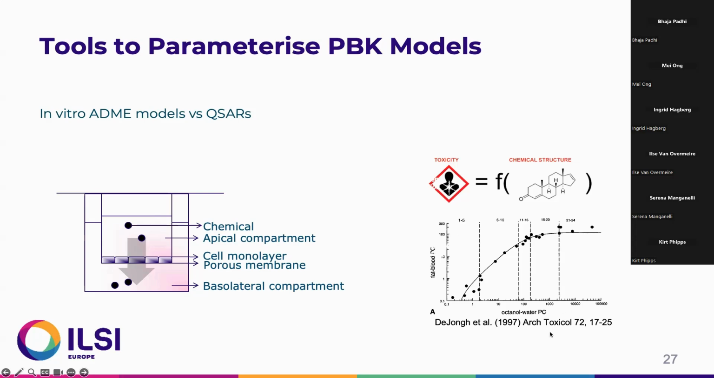Another option, of course, is to use QSARs, quantitative structure activity relationships. They usually relate a chemical structure or chemical property, like the lipophilicity, like the octanol water partition coefficient, for example, to another property. So it could be a toxicity property, but in our case, we're looking at properties like the unbound fraction in plasma or the tissue partition coefficient of the particular chemical.